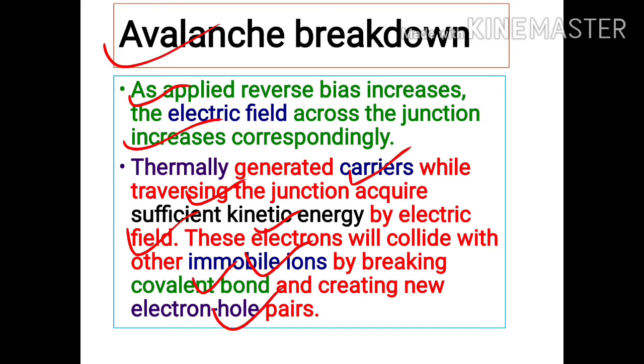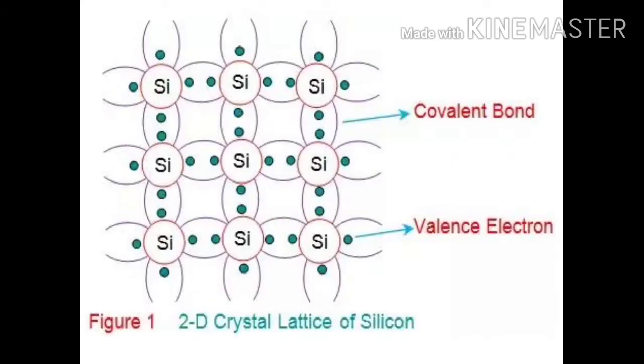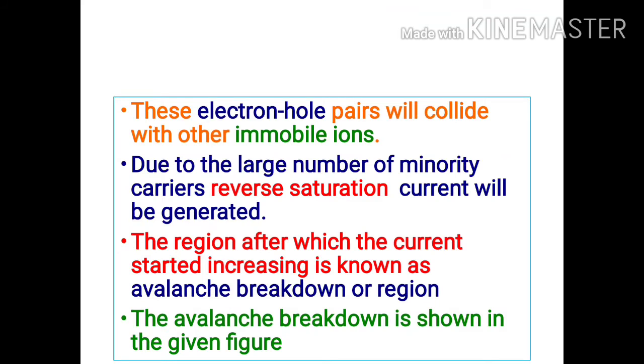Due to the large number of electron hole pairs, you can see this is our covalent bond, and this covalent bond will break down due to the strong electric field, and the free charge carriers will collide with the other immobile charges, and the number of electron hole pairs will increase, and these electron hole pairs will collide with the other immobile ions.